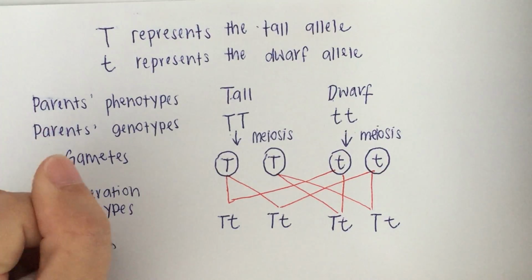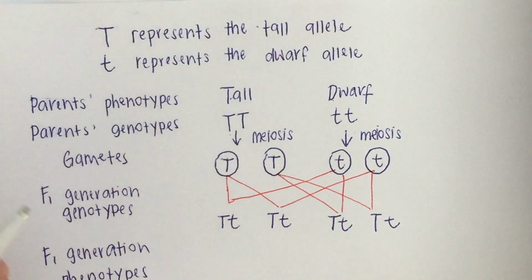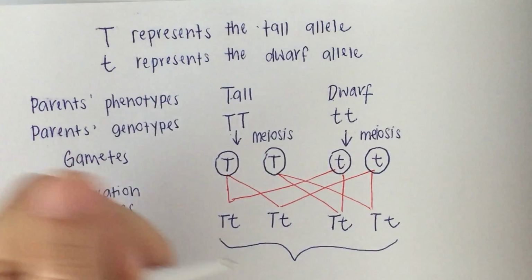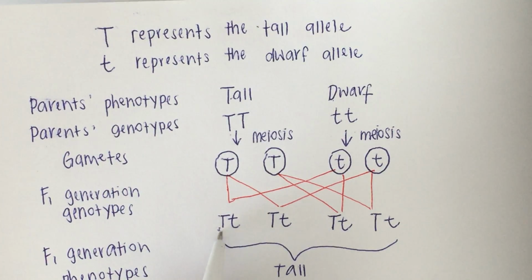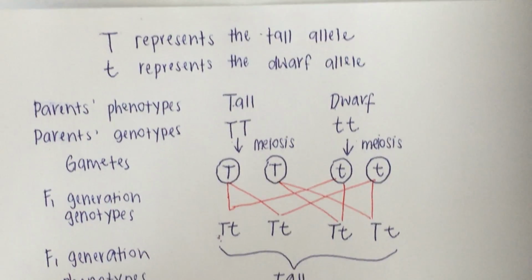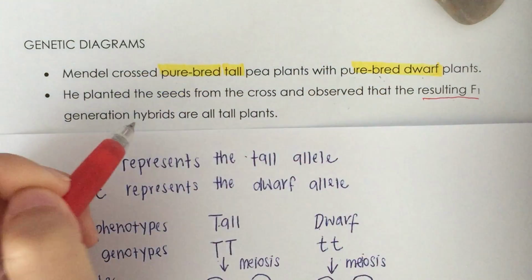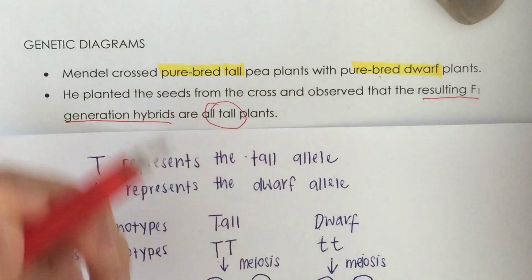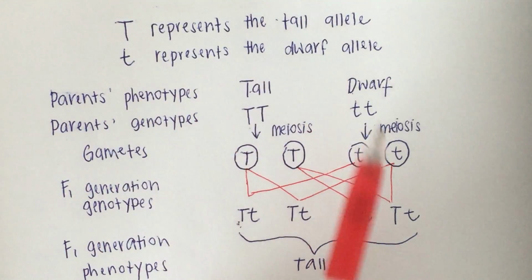And the F1 generation phenotype, they are all tall. Because remember, the tall allele is the dominant allele. And the dominant allele will express itself in the heterozygous condition. And therefore that is the reason why the resulting F1 generation hybrids are all tall plants. So this is the genetic diagram that can be used to explain.